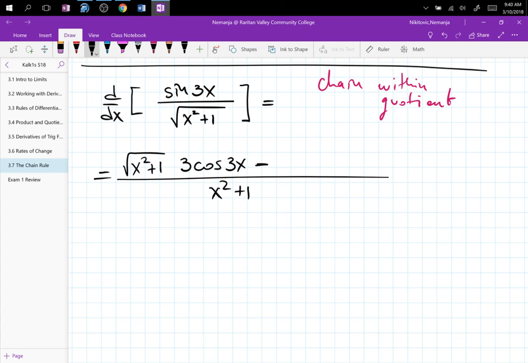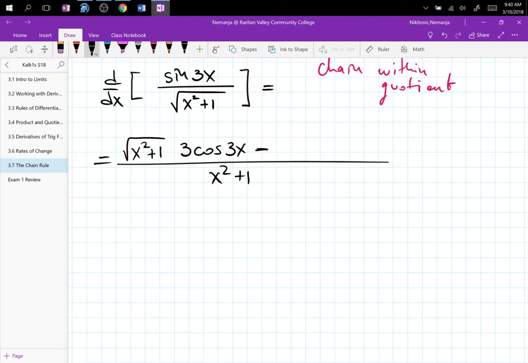Minus, and now we have to take the derivative of the denominator. Well, that's what? Derivative of this guy. So we have 1 over 2 square root of x squared plus 1 times the derivative of the inside, which is 2x. And we copy the sine 3x. So now the 2 and 2 cancel.